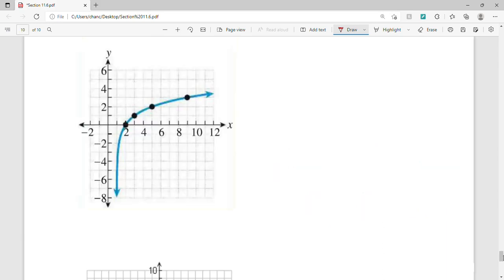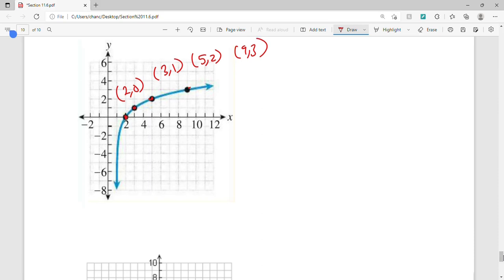For our last example, we'll again find these nice points that we are given. This is the point 2, 0, 3, 1, 5, 2, and the last one is 9, 3. What would our inverse do to these points? It's going to swap them. 0 gets sent to a 2, 1 gets sent to a 3, 2 gets sent to a 5, and the last one, 3 gets sent to a 9.